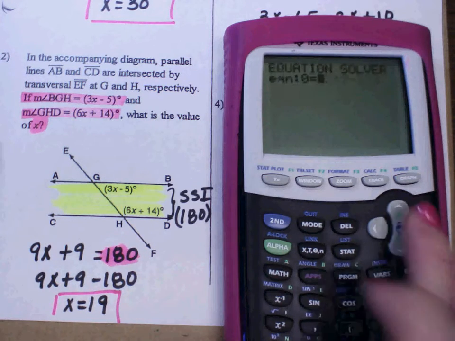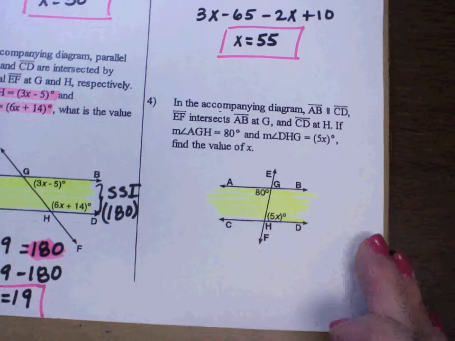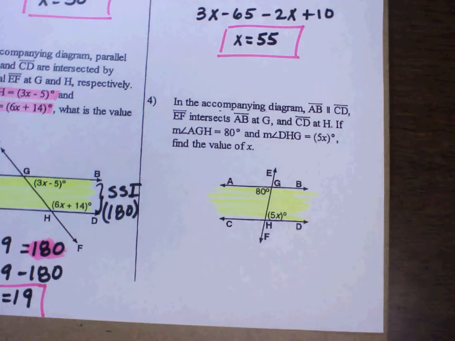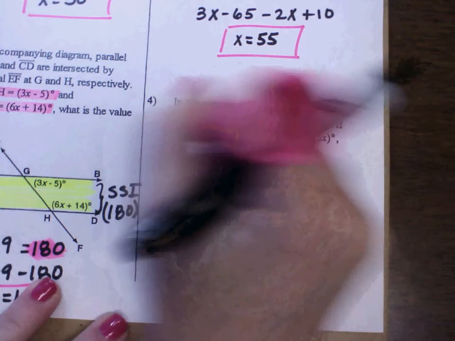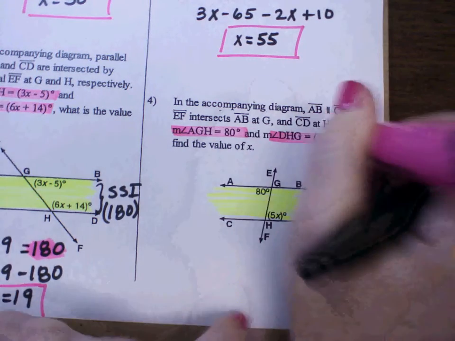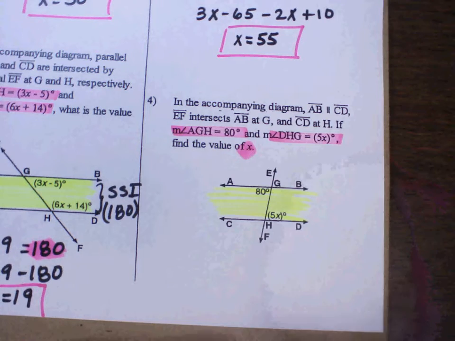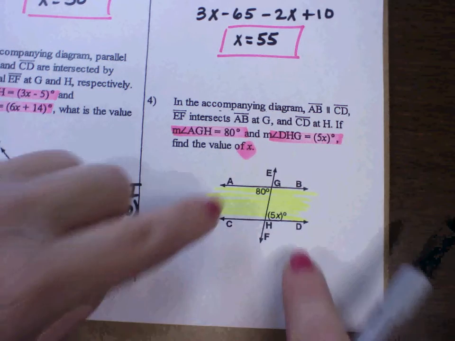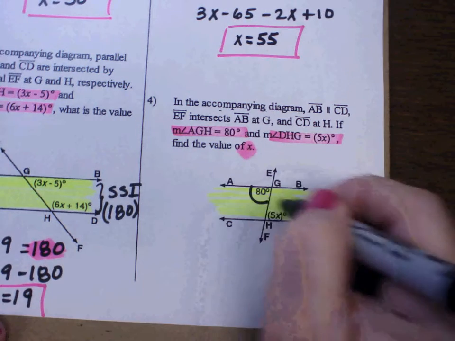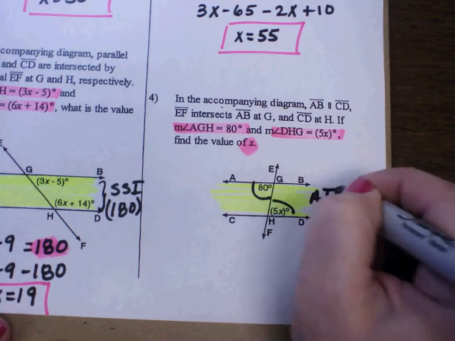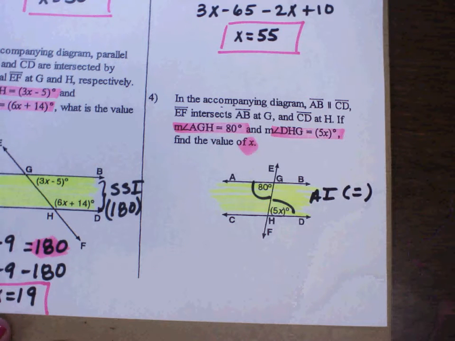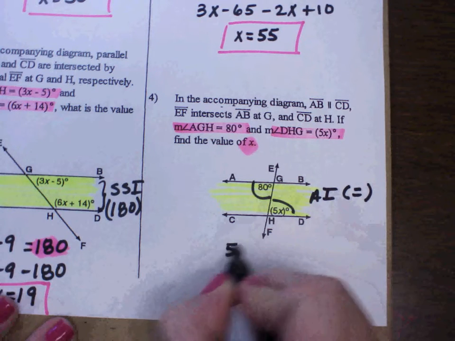All right. AGH is 80. You have that info already in the diagram. DHG is 5x. Find the value of x. All right. What's the relationship between them? Thank you, Roman. Alternate interior, which means they are equal to each other. Very good. So 5x equals 80.